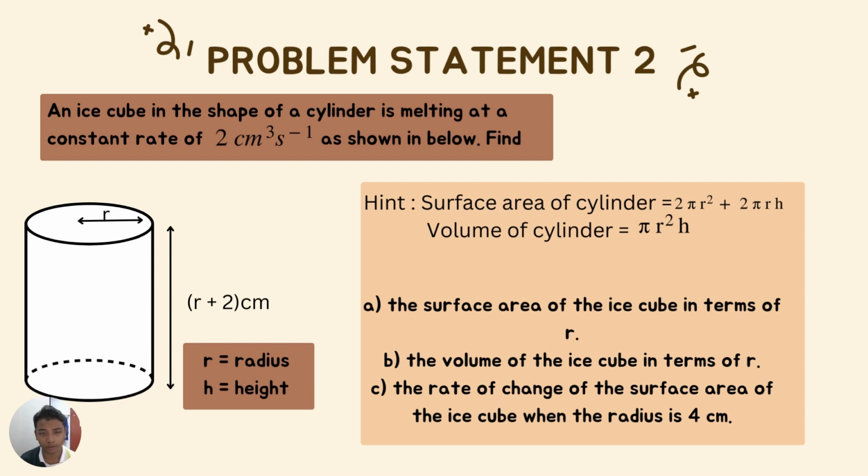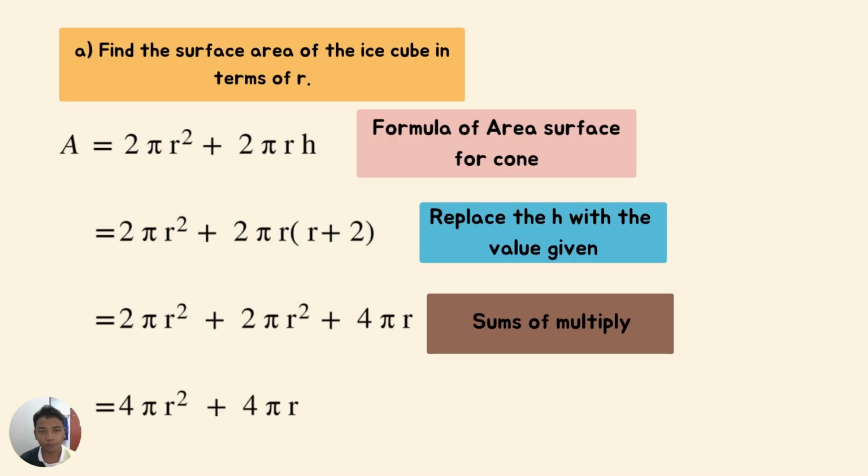Now, the first question wants us to find the surface area of the ice cube in terms of r. Let's take a look at how to solve it. First, we need the formula of the surface area of the cylinder, which has already been given in the question: 2 pi r squared plus 2 pi r h. We already know the value of h, which is r plus 2. So we replace the h with the value given. From there, we just multiply it like we normally do. For the final answer, we should get 4 pi r squared plus 4 pi r.